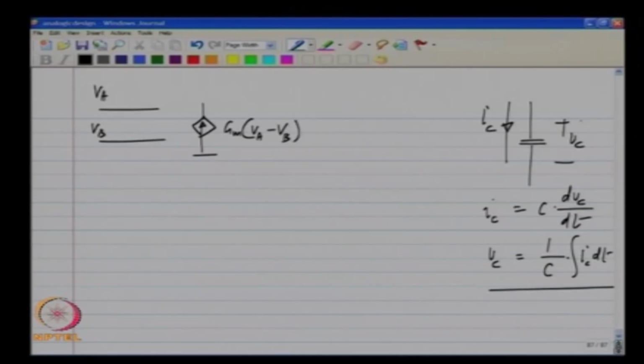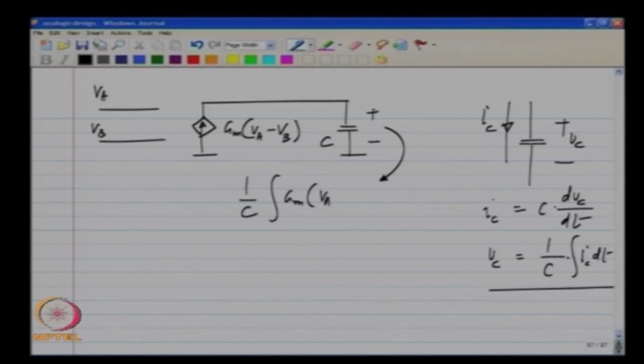gives a current proportional to V a minus V b, and this current flows through a capacitor C to result in a voltage which is 1 over C integral of G m times V a minus V b with respect to time. Okay.